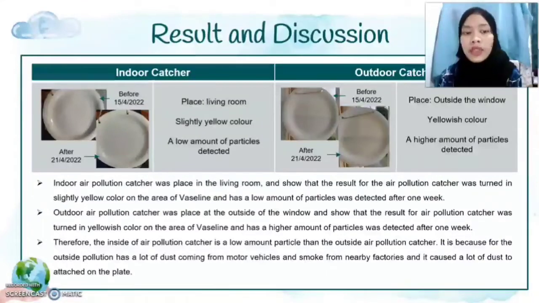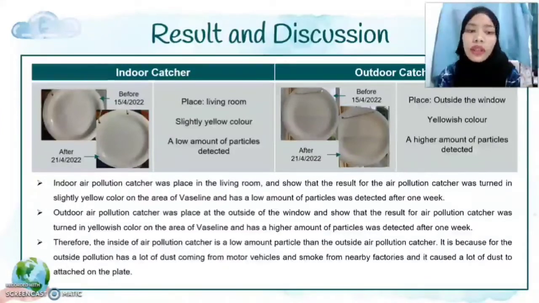For the indoor air pollution catcher, it was placed in the living room and the result showed that it turned a slightly yellow color on the area of Vaseline and a low amount of particles was detected after 1 week. Next, the outdoor air pollution catcher was placed outside of the window and the result showed that it turned a yellowish color on the area of Vaseline and a higher amount of particles was detected after 1 week.